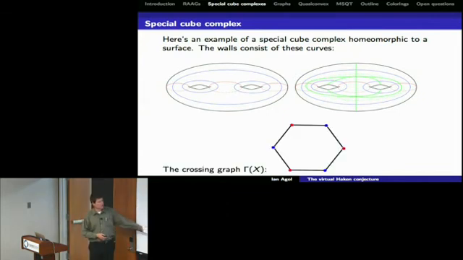Now, associated with a special cube complex, or any complex that has embedded walls or even immersed walls, I suppose, there's a so-called crossing graph, where you have a node for each hyperplane, and I've color-coded them here. And if two of these hyperplanes cross, then you put an edge between them.